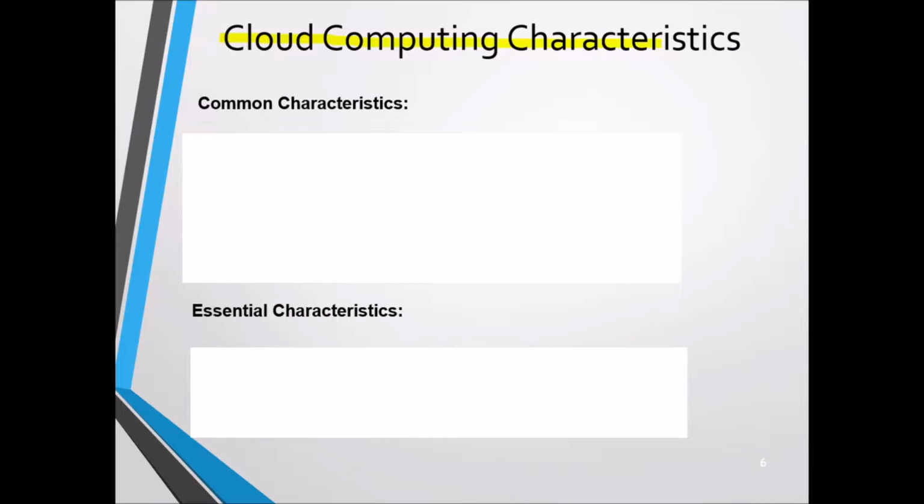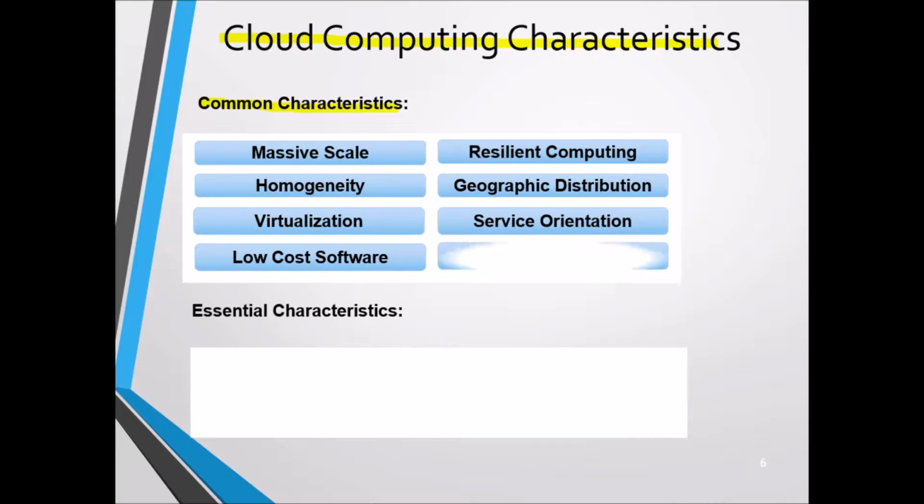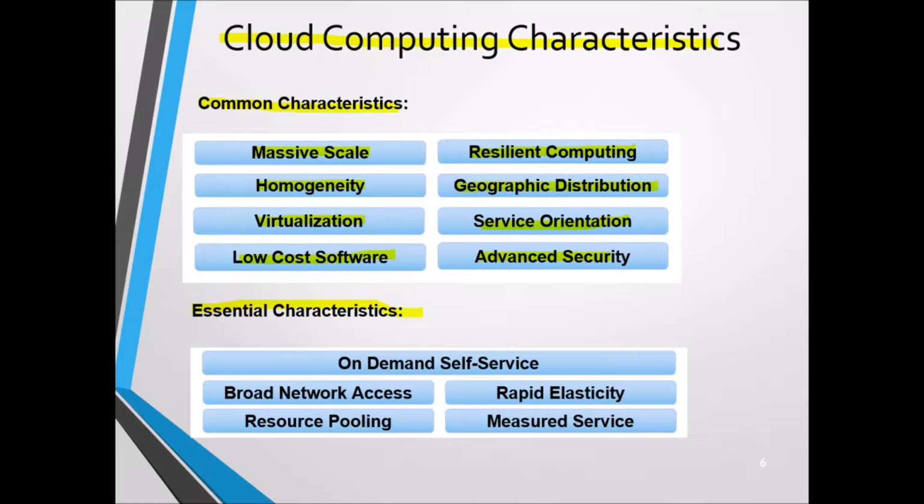Characteristics of cloud computing. The common characteristics are massive scale, homogeneity, virtualization, low-cost software, resilient computing, geographic distribution, service orientation, advanced security. Now, essential characteristics: on-demand self-service, broad network access, resource pooling, rapid elasticity, measured service.